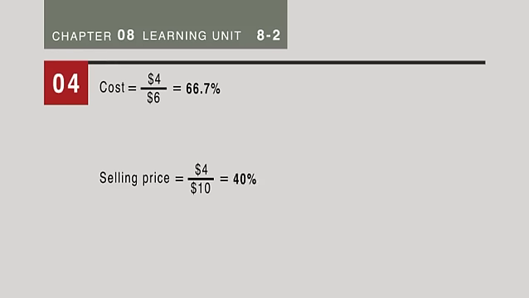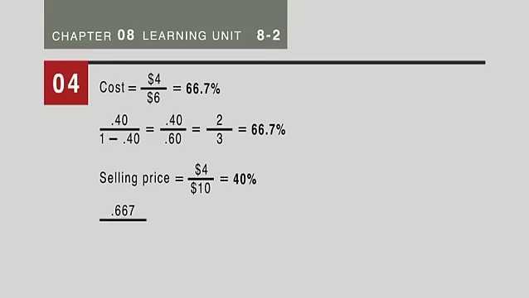You can check that for your cost. You've got the 40% divided by 1 minus 40%, which again leaves you with 66.7%. Or for the selling price, you have 0.667 divided by 1 plus 0.667, which leaves you with 40% as well.